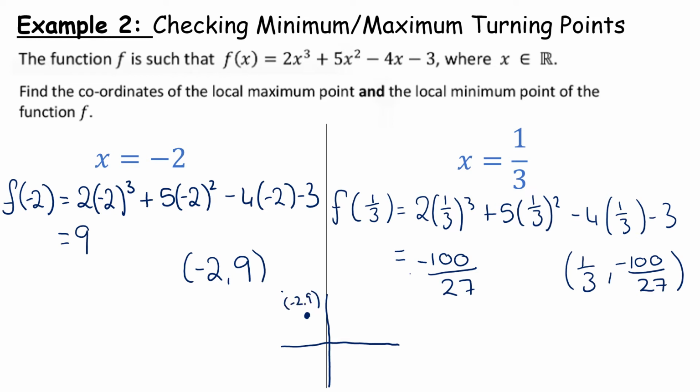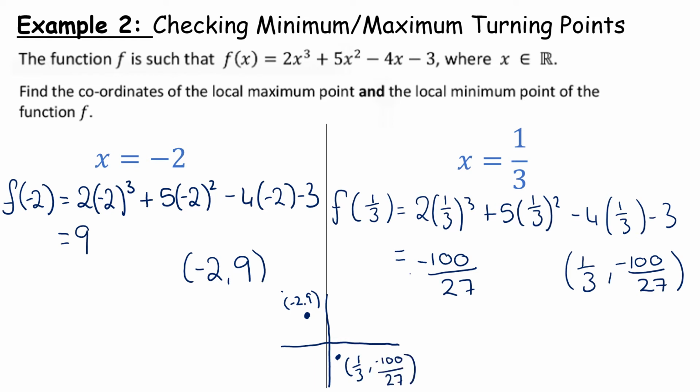And then I have 1/3, minus 100 over 27. If you want to figure that, it's about minus 3.7. So I have 1/3, minus 3.7. So about there, again, I'm not too worried about accuracy here. So that's minus 100 over 27.